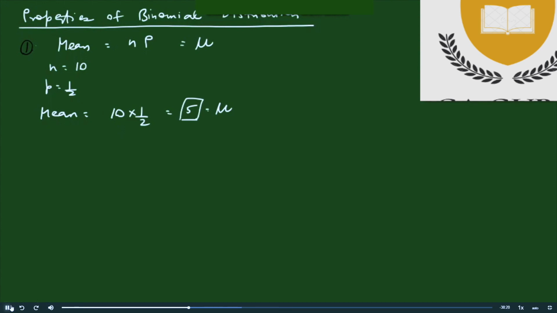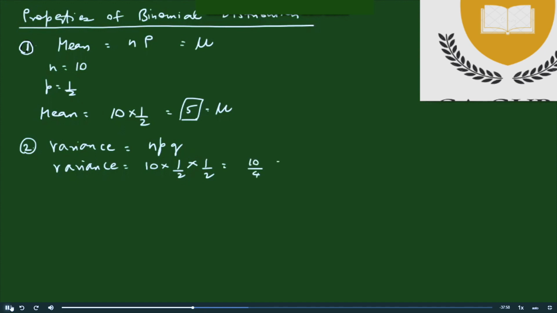The second property is regarding the variance of the binomial distribution. The formula for the variance is npq. np is the mean, npq is the variance. In our question, n is 10, p is half and q is also half. It is 10 by 4, which is 2.5. So the variance is npq, which is equal to 2.5. If you want the standard deviation, you need the square root of the variance, which is the square root of 2.5, giving 1.58. This is the standard deviation.